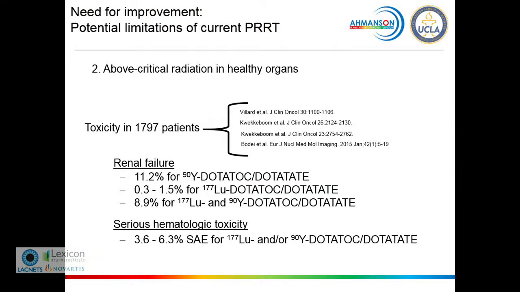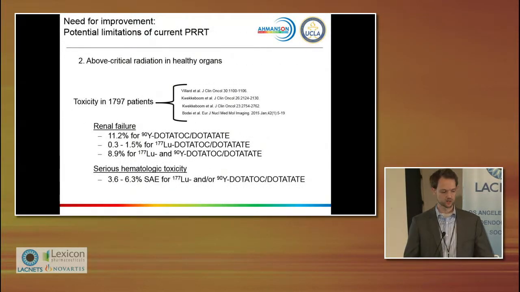What does the above critical radiation in healthy organs mean? So there's extensive toxicity data available. This has been collected mostly in Europe before publication of the NETTER-1 trial, mainly in those 4 trials. And we know that renal failure is not really a huge problem for lutetium-based treatments. It only occurs in 0.3 to 1.5%, so very low numbers, but it can occur with increasing treatments. It can occur with risks to the kidney, like diabetes or previous kidney damage.